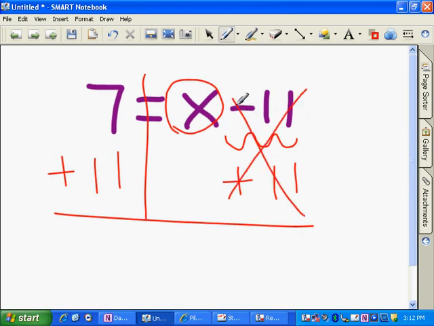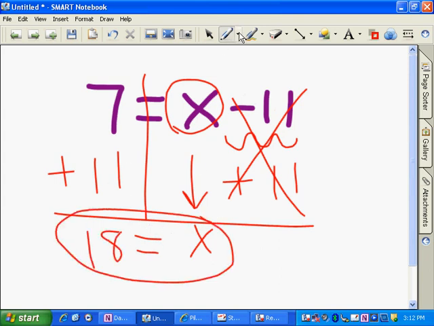Minus 11 plus 11 cancels out, so we are left with x over here is equal to 7 plus 11, which is 18. So 18 is equal to x. And again, we know that we are correct because 18 minus 11 is equal to 7. So that's how we know we did that one correctly.